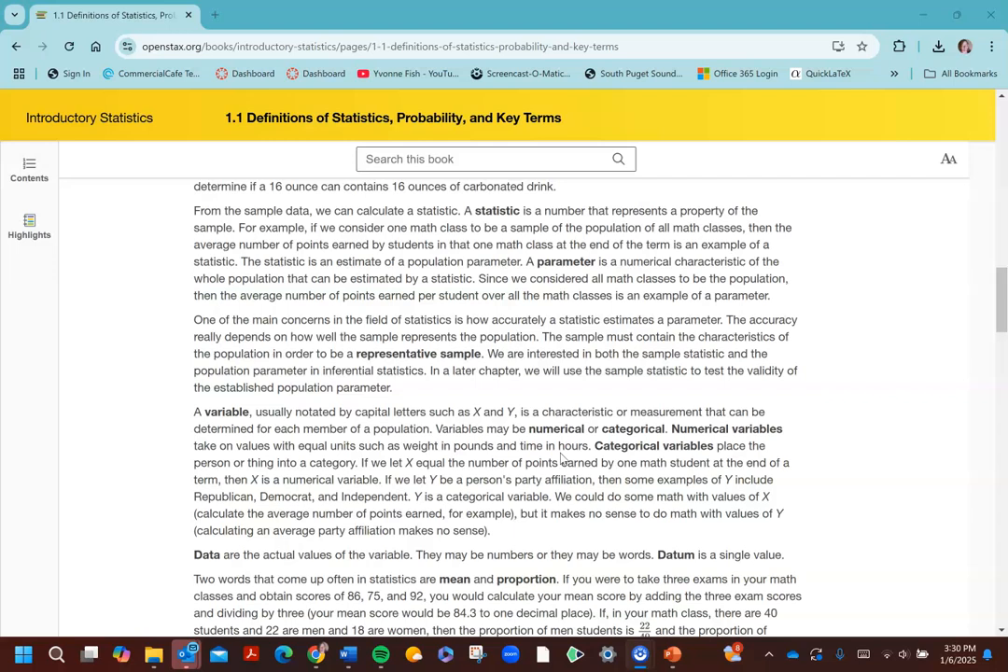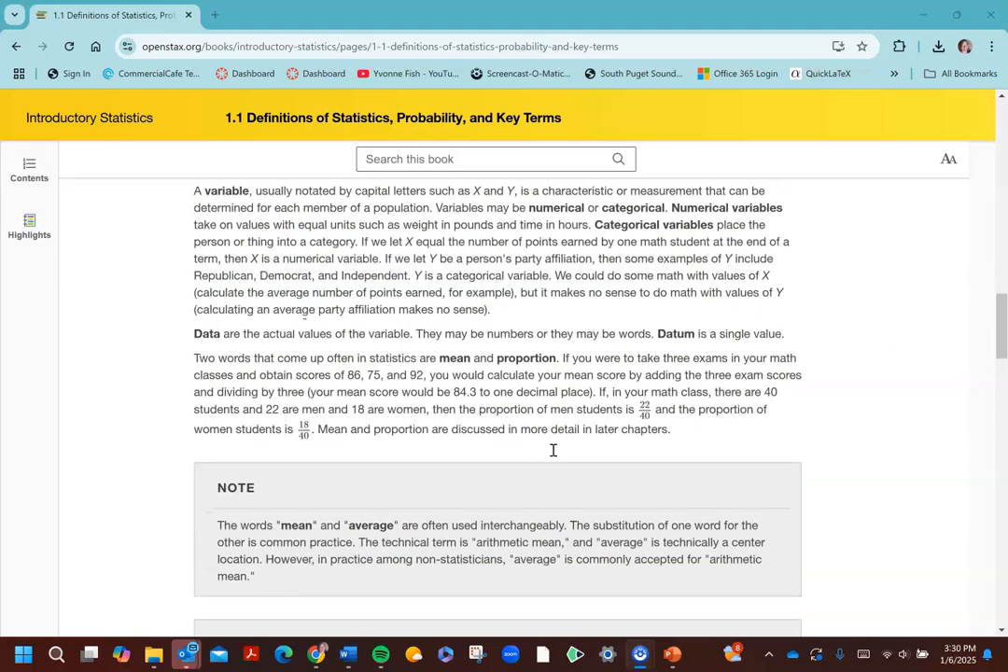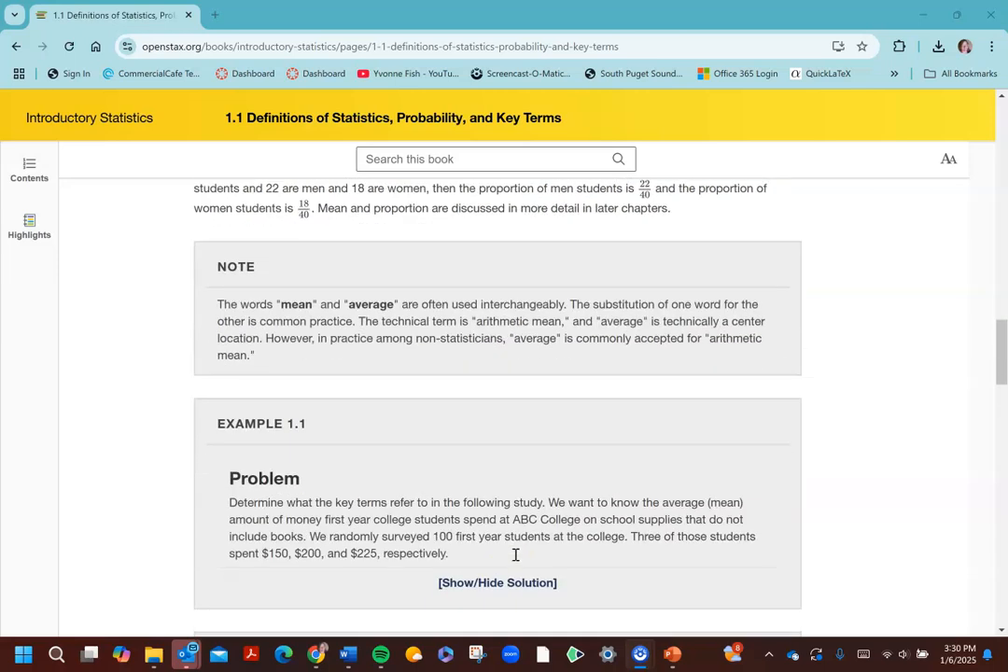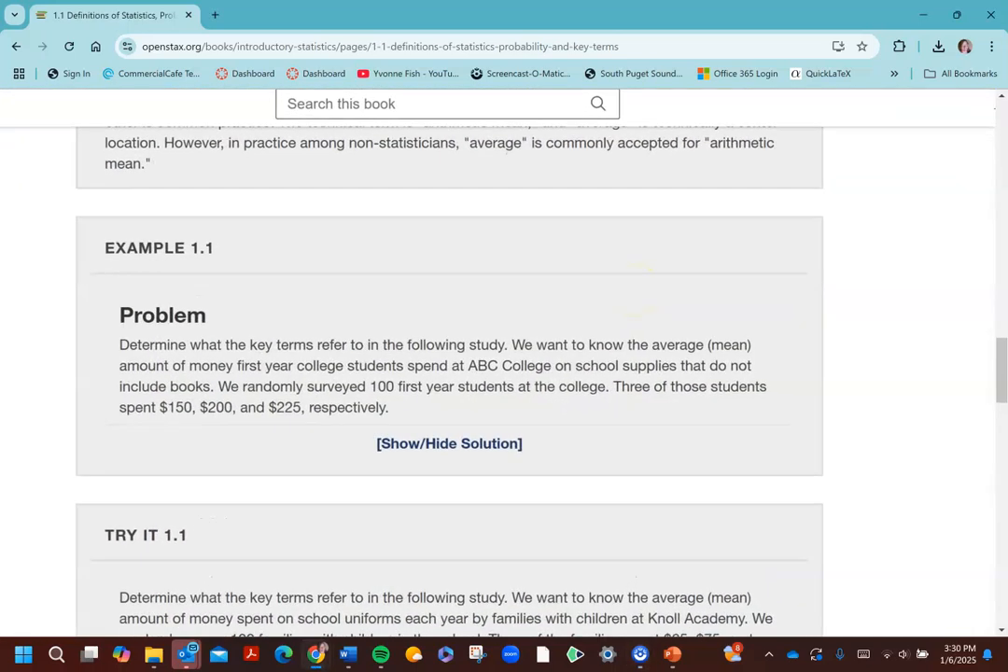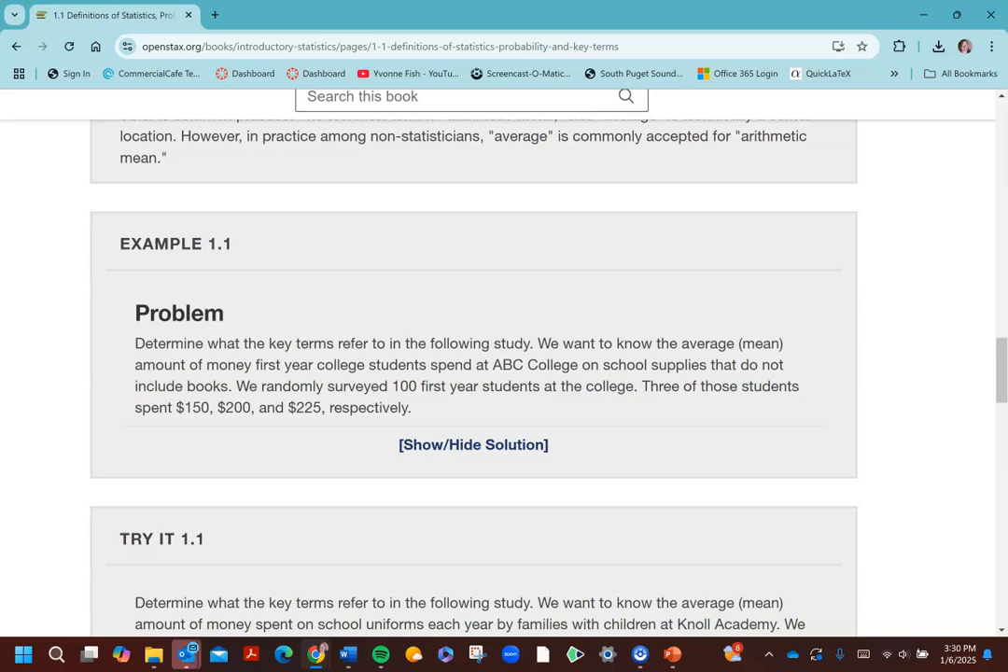Variables, we have our independent and dependent variables. We'll talk more about that later. We generally also talk about mean and proportion. And average is another word, what you're probably more used to than mean, but it's the same thing. So I just want to look at this first problem here. Example 1.1. You don't need to take notes on this, just listen and think about it, and you can kind of work along.